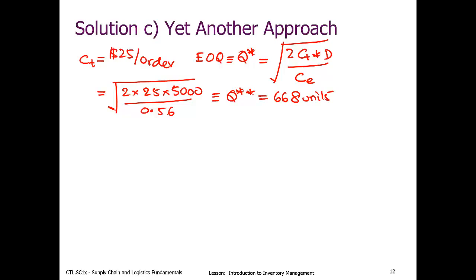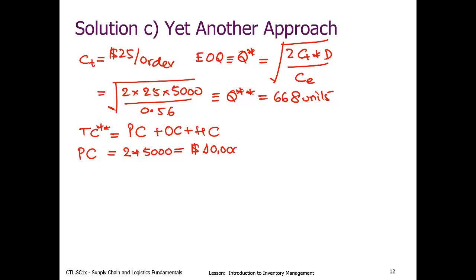Now that we have this new EOQ, let's go ahead and calculate the new total cost. And what would that be? Once again, purchase cost plus ordering cost plus holding cost. So has there been any change in the purchase cost with Bob's approach and using EOQ? Well, nothing changes because the purchase price remains the same and our demand, or the total buy for that year, remains the same. So the purchase cost still remains $10,000.